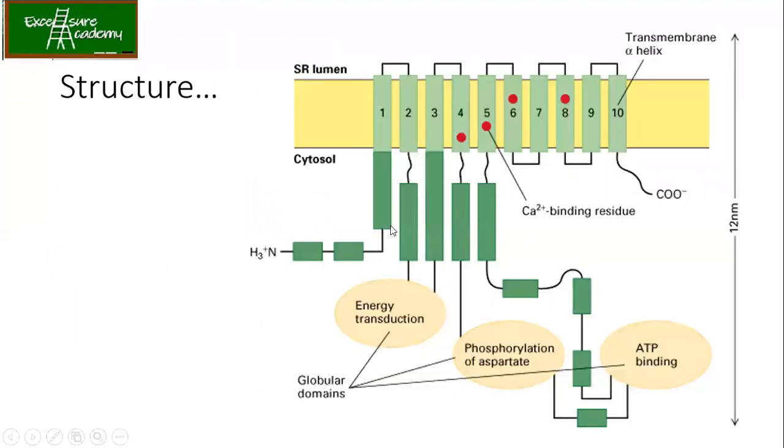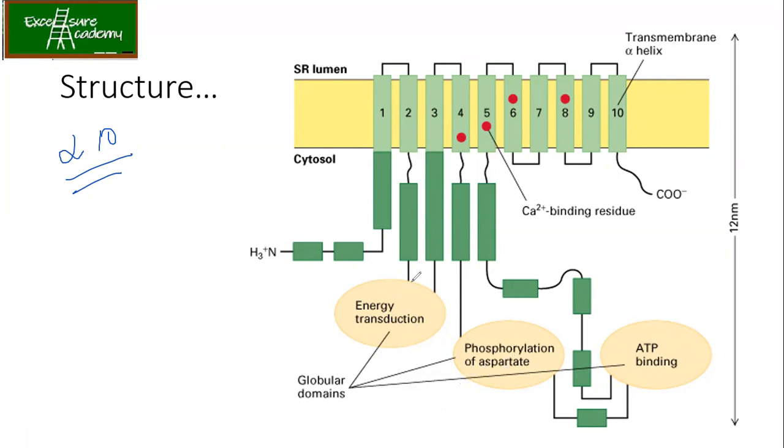N terminal is there. Then how many transmembrane alpha helices are present? 10. Okay, please remember, 10 are present. And what do we see in this area? You have got the energy transduction, phosphorylation of aspartate and ATP binding.